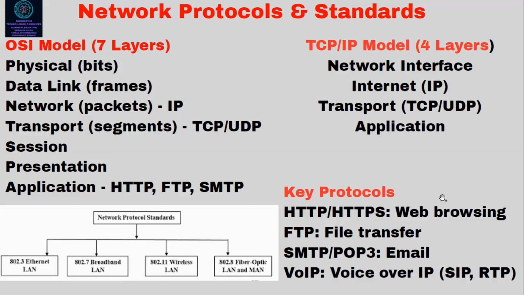One more thing, that is the TCP/IP model. Again, you have 4 layers. Network interface, internet that is for IP, transport that is for TCP, UDP, and application. So you just come down a little below.